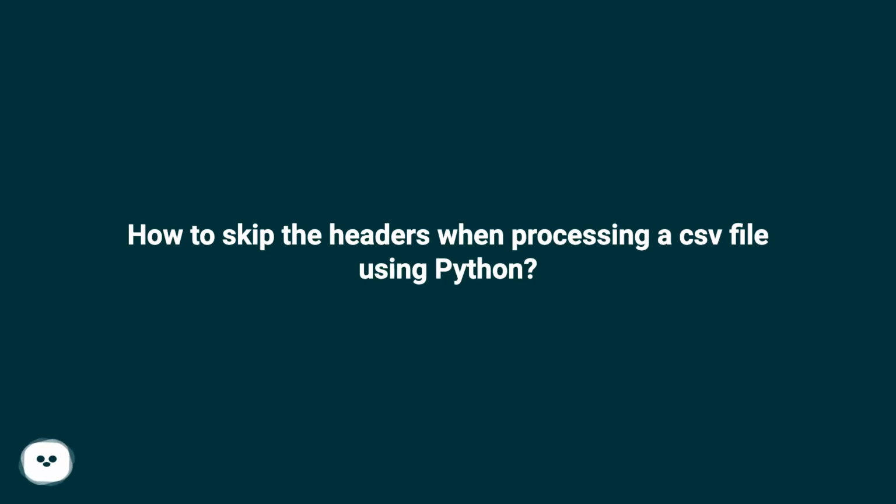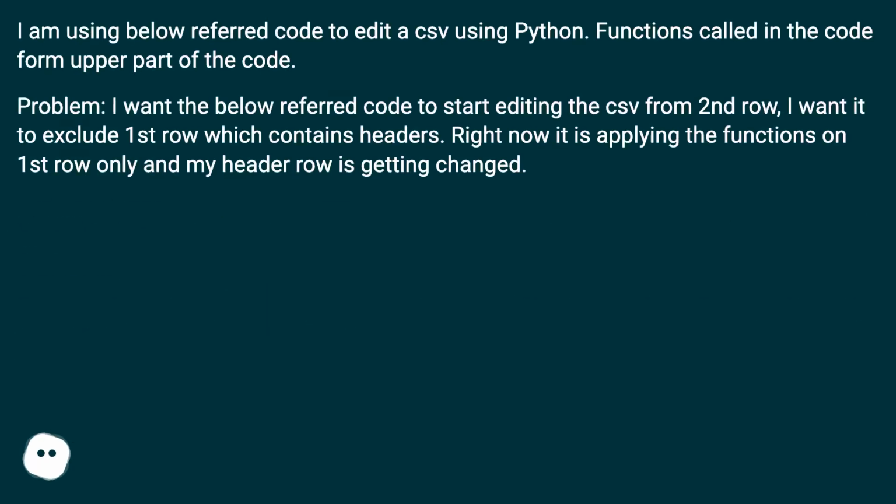How to skip the headers when processing a CSV file using Python. I am using the code referred to below to edit a CSV using Python. Functions called in the code form the upper part of the code.